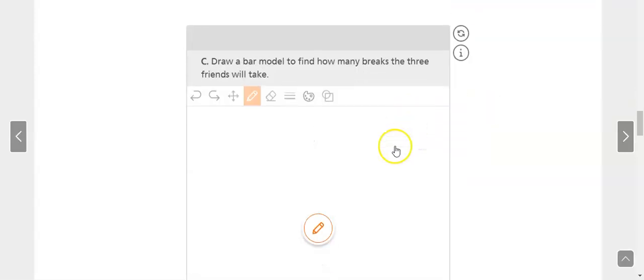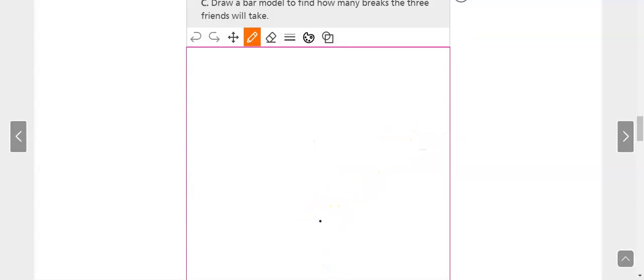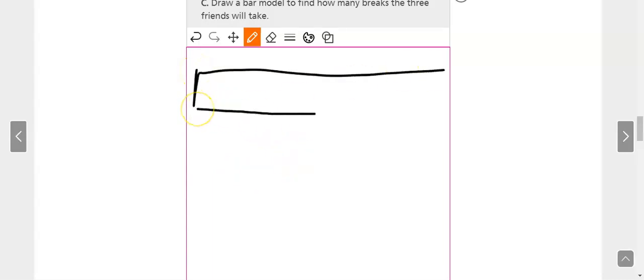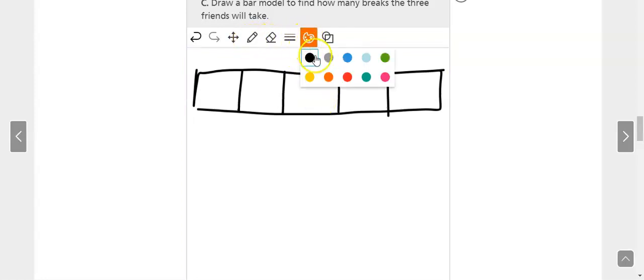So now we're going to draw a bar model to find how many breaks the three friends will take. I'm still using my bar of 5. So let's see, 1, 2, 3, 4, 5. And what I need to do is divide them into fourths, because 3/4 for me means I need to have it separated into fourths. So I'm going to change my color so you can see that. Each box I'm going to separate, make 4 boxes.